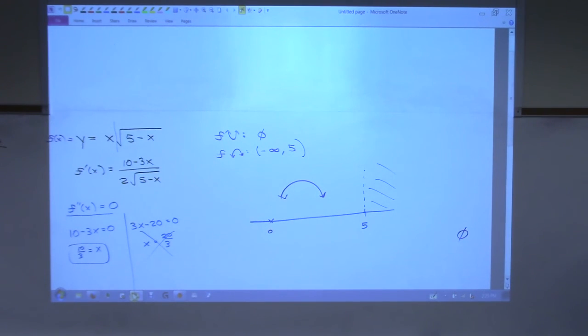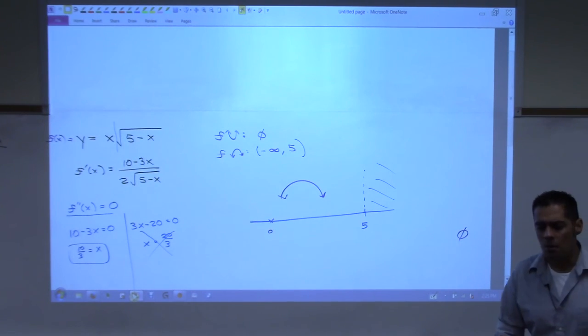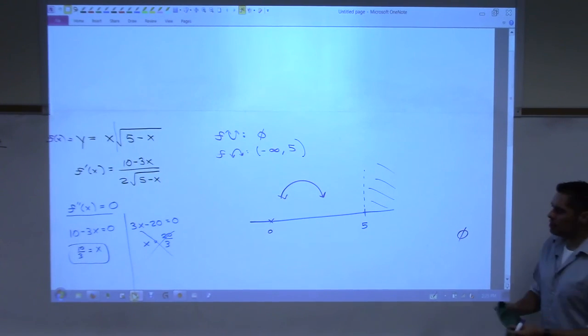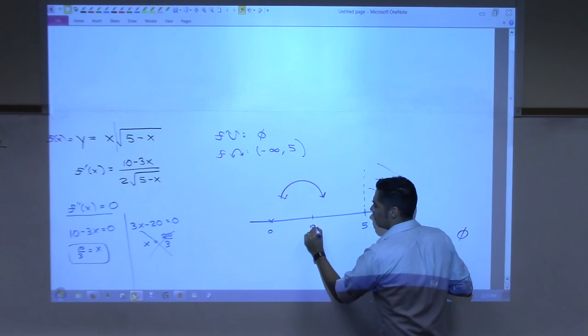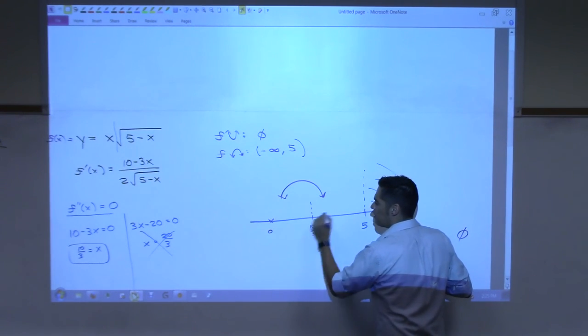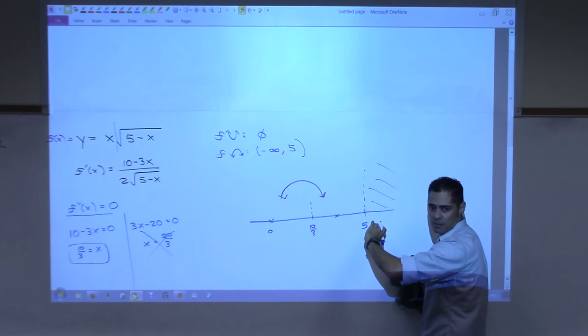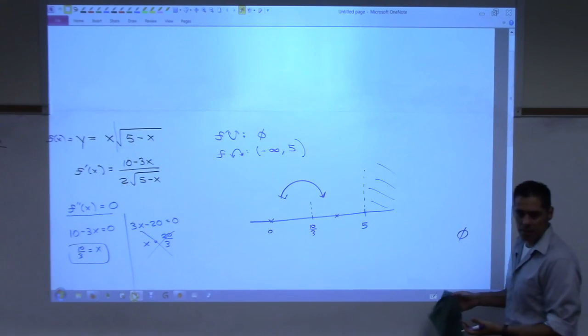So, the other one was wrong. Which one? Because at the beginning you did it. No, because if you put 10/3 on here and you test both sides, you're going to be concave down on both sides. So you're still going to get the same result at the end.